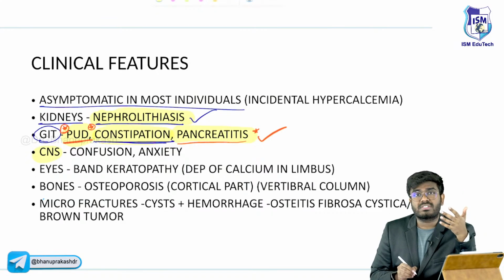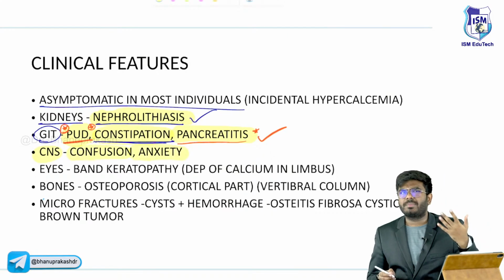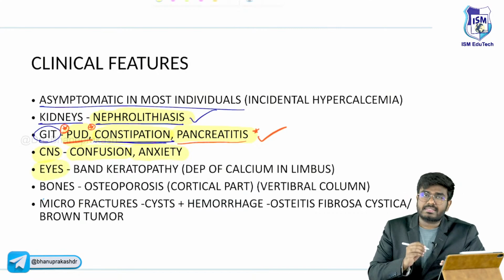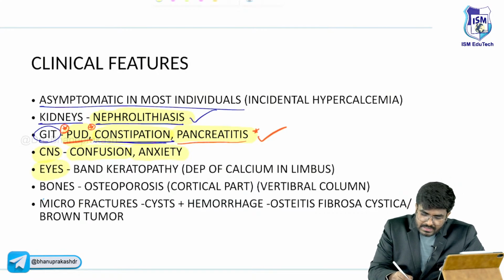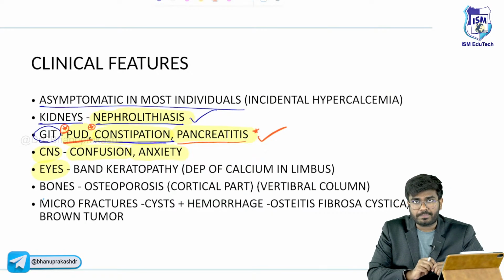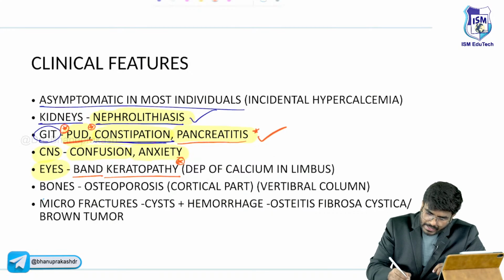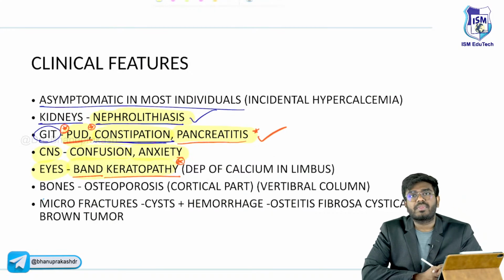Psychiatric moans, depression can be seen, memory loss can be seen. The same features: confusion, anxiety, memory loss, depression. Okay, eyes, important, you may not know this. The eye problem is that calcium will start to deposit in the eyes, especially in the limbus region. Calcium deposition in the eyes can lead to band keratopathy, an image based question which was asked.